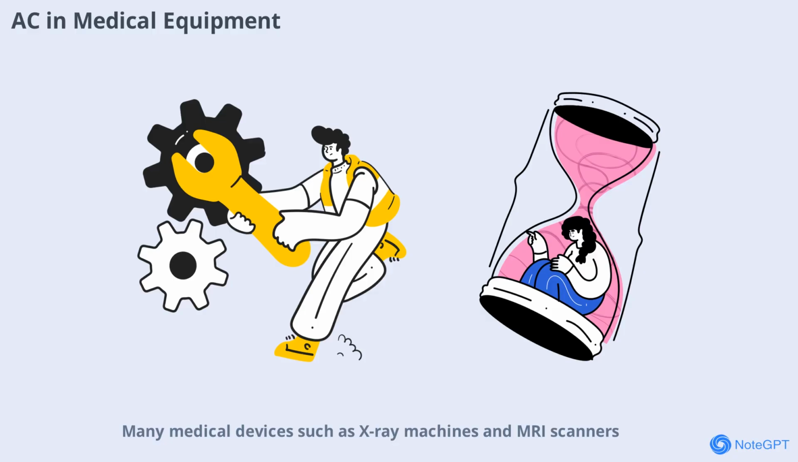Many medical devices, such as X-ray machines and MRI scanners, operate using alternating current. AC allows for precise control of voltage and current, which is essential for the safe and effective operation of sensitive medical equipment. Understanding AC's role in healthcare highlights its importance in saving lives and improving well-being.